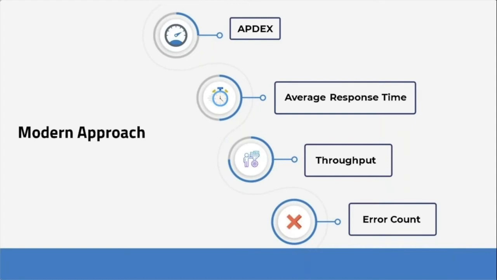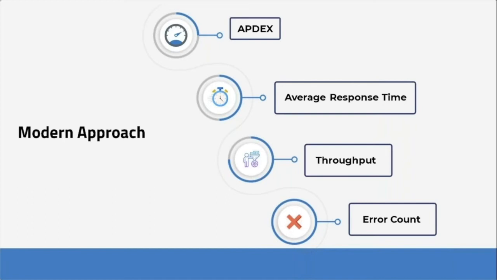Now, this particular approach will identify the transactions and slow database calls that will affect the application performance, and helps the user pinpoint right to the root of the issue with the help of various metrics, which are the average response time, the throughput, and the various errors.